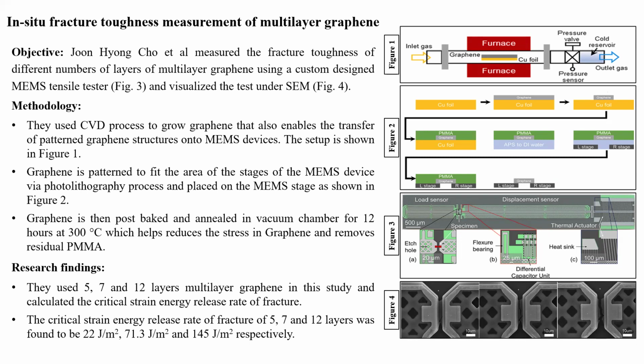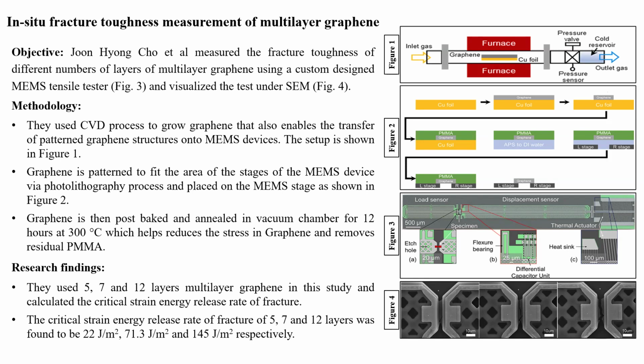And the methodology they use is chemical vapor deposition process to grow different numbers of layers of graphene over each layer on copper foil. And they also pattern the graphene to fit the area of the MEMS stage so that unnecessary graphene is not covering the MEMS stage, which would hinder the SEM imaging. The step-by-step process is shown in figure 2.